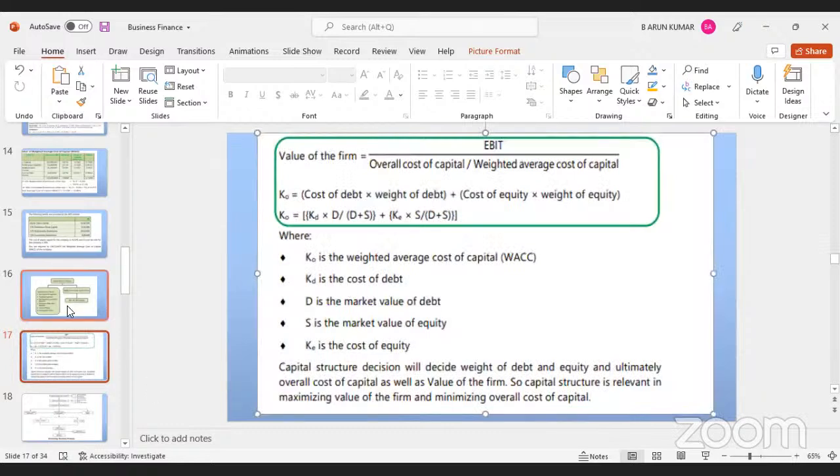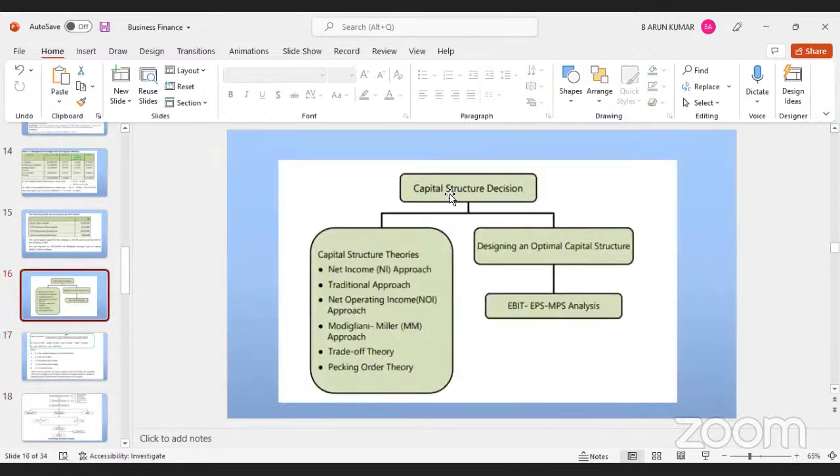So this is cost of capital structure decisions. We are taking the capital structure decision based on what? These are the theories. One is net income approach. Second one is traditional approach. Third one is net operating income approach. Modigliani-Miller approach and trade-off theory. Pecking order theory. All these are the capital structure theories.